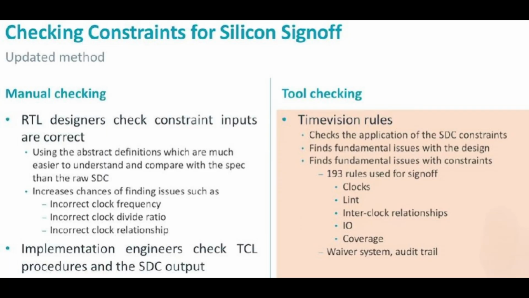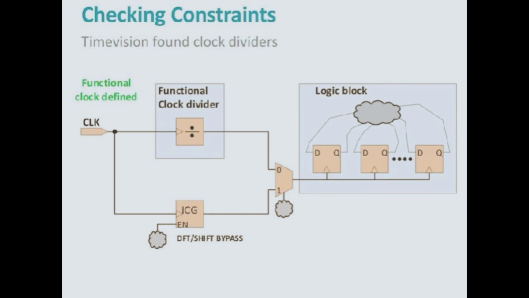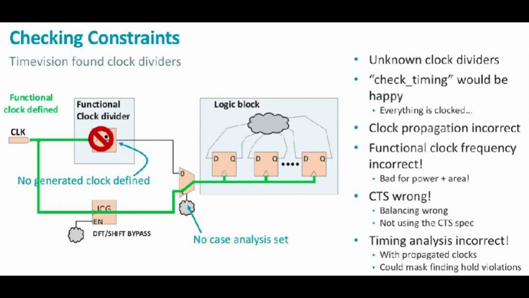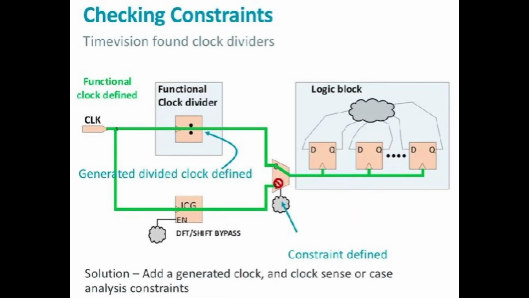As shown in the figure, when we are giving the check timing for such a case, where everything is clocked, the functional clock frequency will be incorrect, which will be bad for power and area, and will also calculate the wrong CTS balancing points, and timing will also be incorrect. The solution for this is that we have to mention the generated clock at the point of divide. We also have to mention the case analysis at those particular cases.